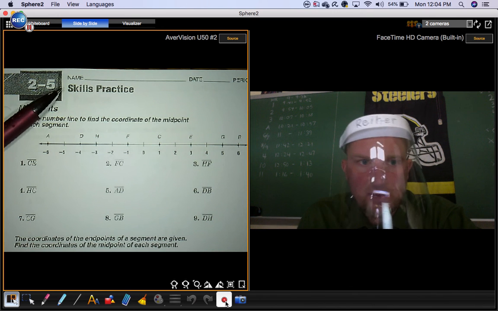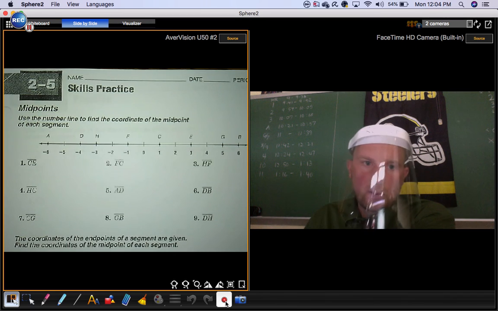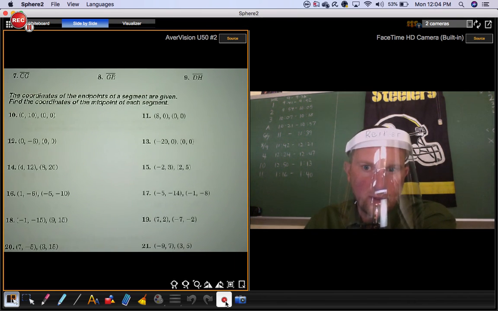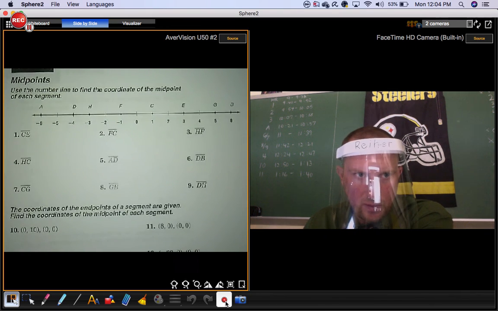Section 2.5 skills practice. It's on finding midpoints. We're going to find midpoints on a number line, and we're going to find midpoints of segments in a coordinate plane, just like we did on the study guide. So we'll do a few together.